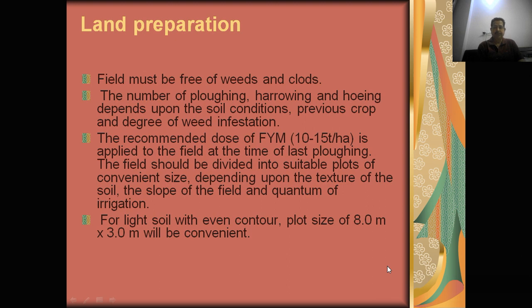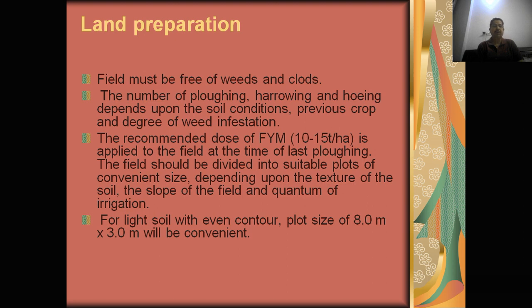Then land preparation. Field must be free of weeds and clods. The number of plowing, harrowing and hoeing depends upon the soil condition, previous crop and degree of weed infestation.